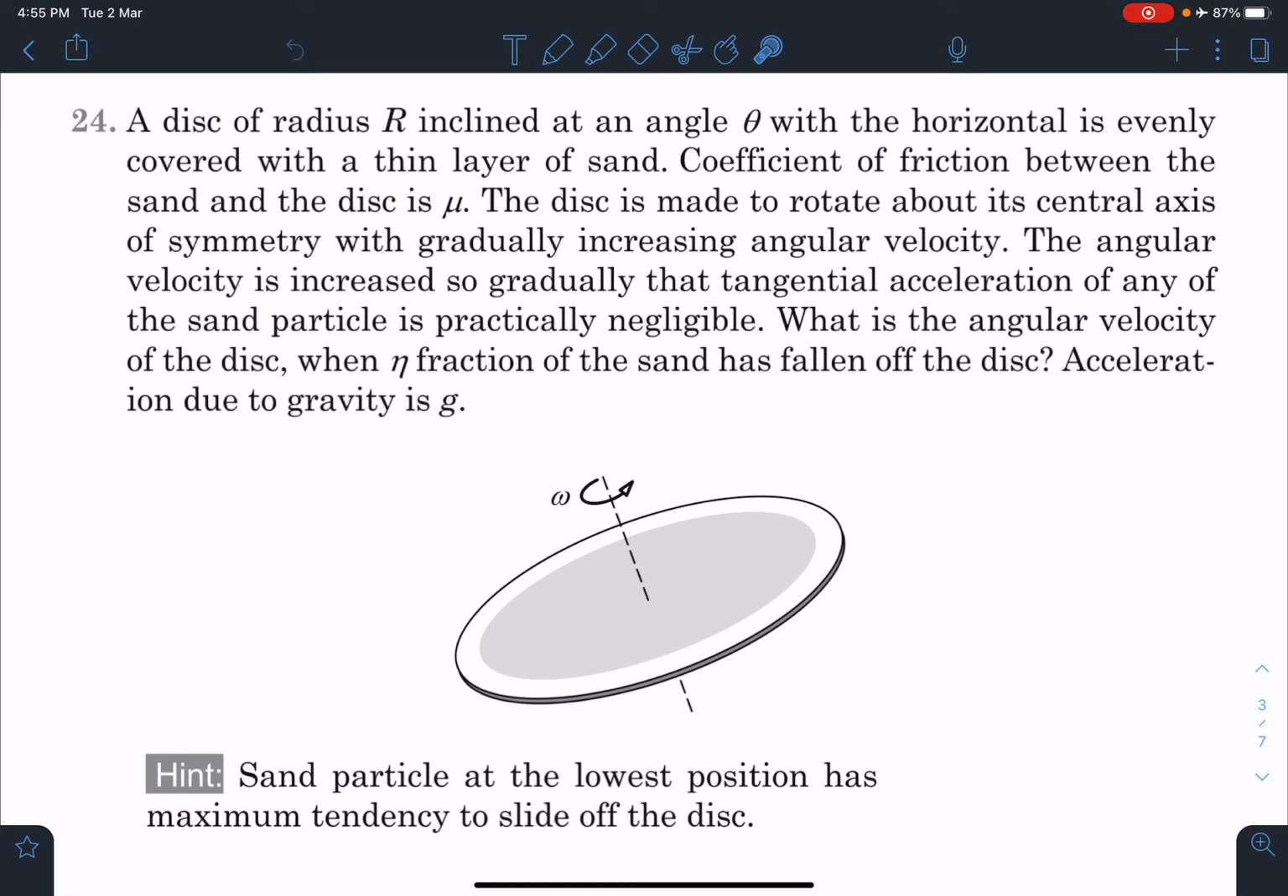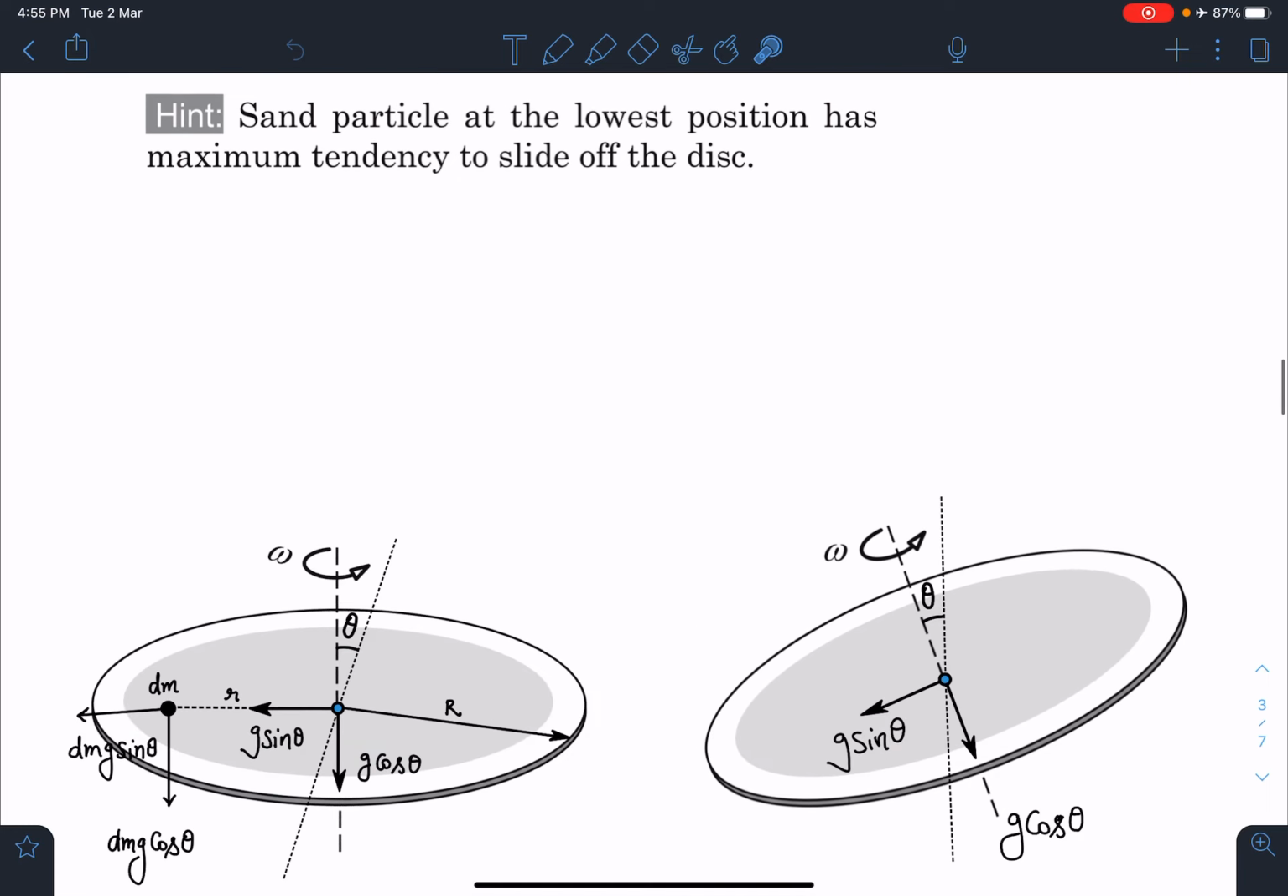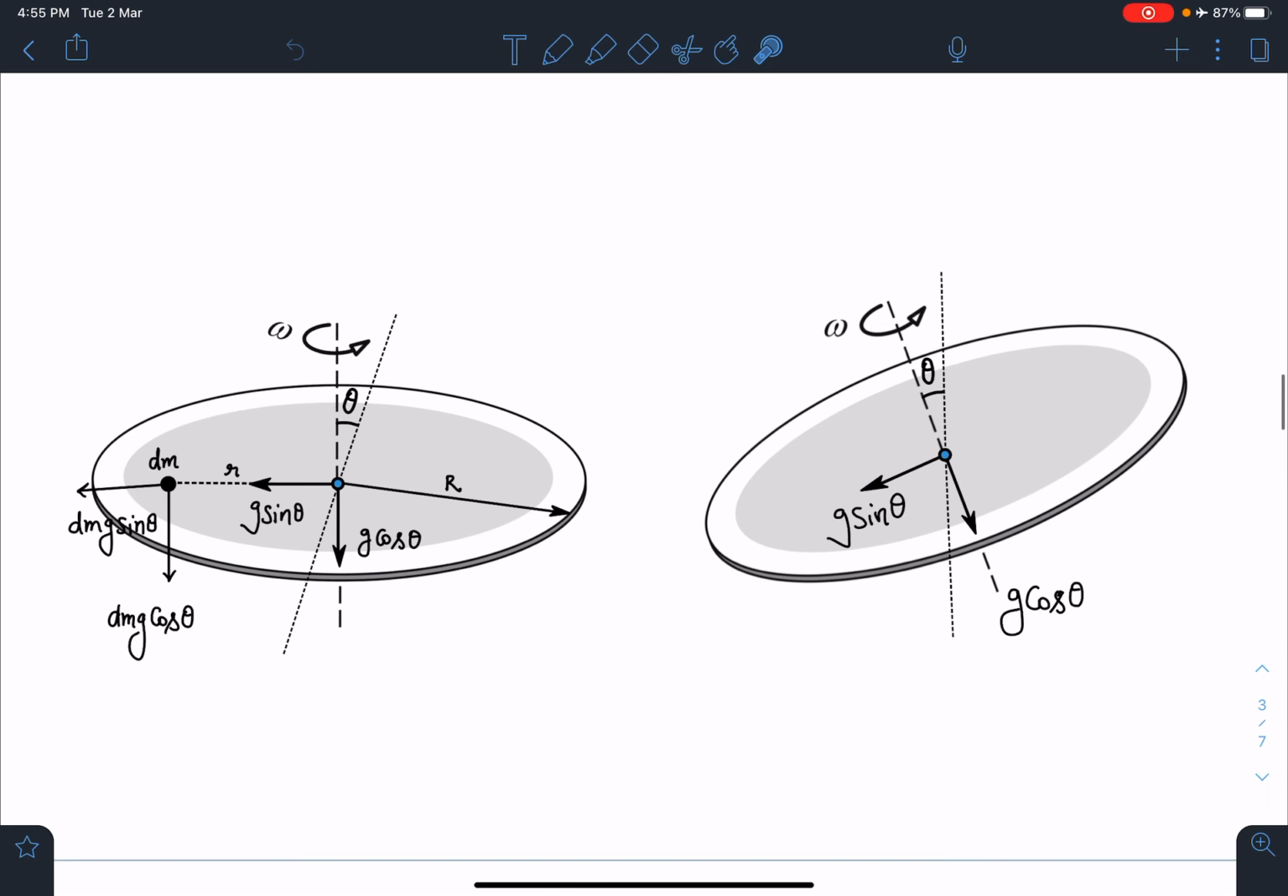And a very valuable hint is also given in this problem, that is, the sand particle at the lowest position has the maximum tendency to slide off the disk. So we will check, he is talking about this point. We will see how this point has the maximum tendency of falling off the disk. So guys, let's discuss the concept part here.